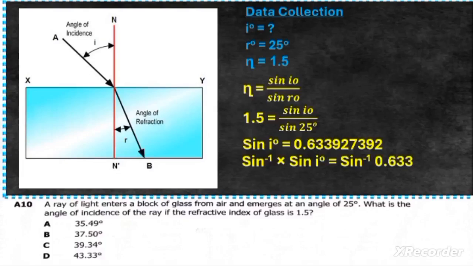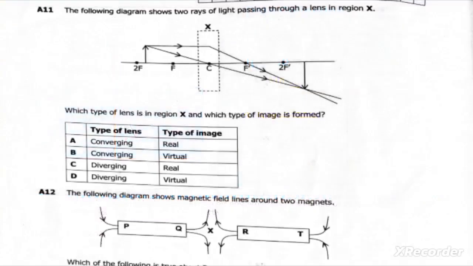Okay, we find the inverse of sine of 0.633. We are going to get 39.34 degrees. So therefore our correct answer is C. We move to the next question, which is question A11.